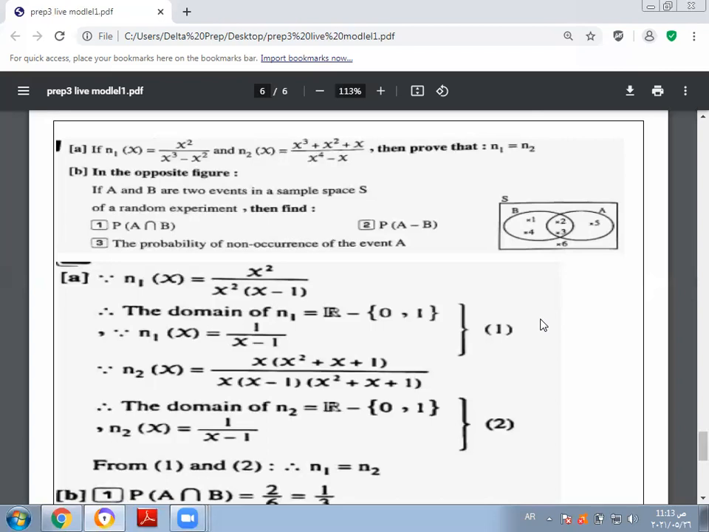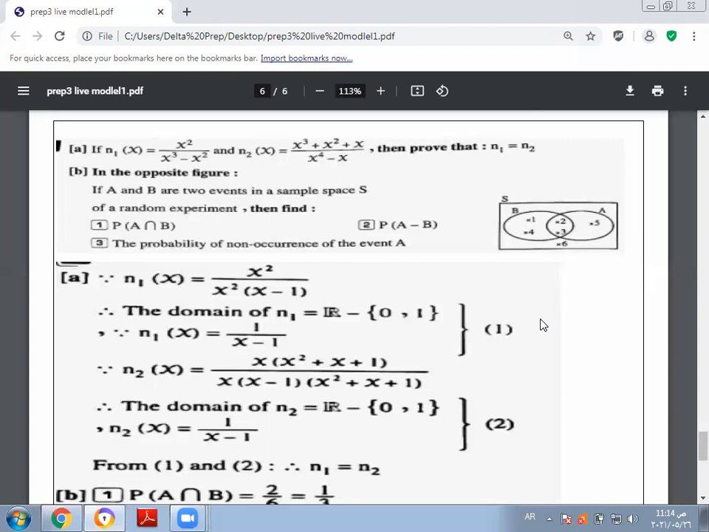n2(x) equals x power 3 plus x power 2 plus x over x power 4 minus x. First, we factorize the numerator by using the highest common factor. By taking x as the highest common factor, the factorized form will be x multiplied by the bracket x power 2 plus x plus 1, and the denominator is x power 4 minus x. We factorize it first by using x as the highest common factor. It will be x multiplied by the bracket x power 3 minus 1.